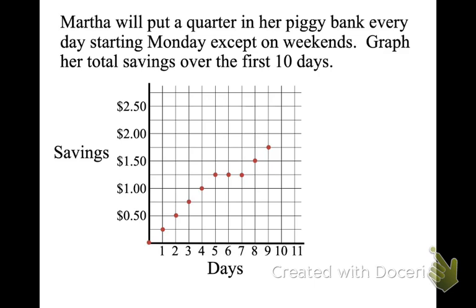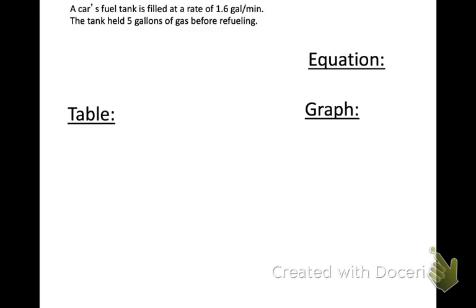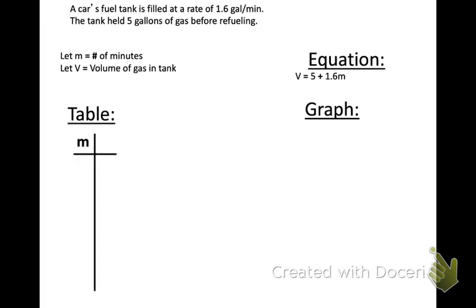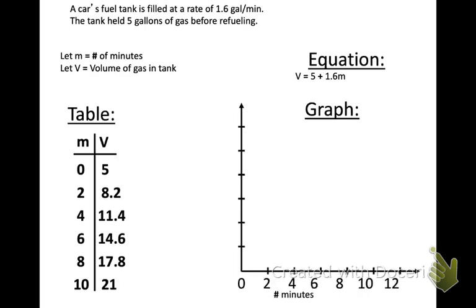Now, would this be discrete or continuous? Discrete, because only 1 quarter is going in. I'm not doing 1.5. We look to the domain to determine if it is discrete or continuous. So this would be discrete because we're not taking half of a quarter, or half a day. Remember the one on minutes to volume of gas in the tank? Would this be discrete or continuous? Continuous, because my domain is continuous. I'm not just putting gas in at the 2-minute mark, the 4-minute mark. It goes from 0 to whatever until it's full.